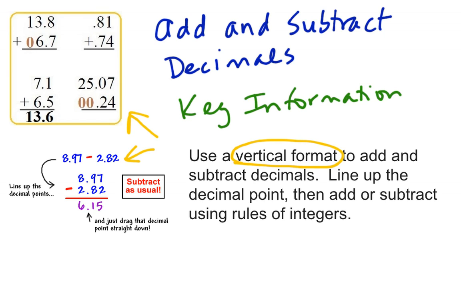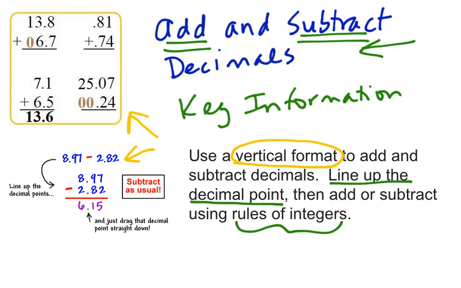And the important thing to remember when you're using a vertical format, with addition and subtraction anyway, it's not true with multiplication and division, but with addition and subtraction you want to line up the decimal point. And then you're going to use your rules of integers to add and subtract. We don't have to memorize a bunch of new rules for adding and subtracting decimals. They're the same rules that apply for integers and for fractions, except we don't need to deal with a common denominator. We just have to line everything up. All right.